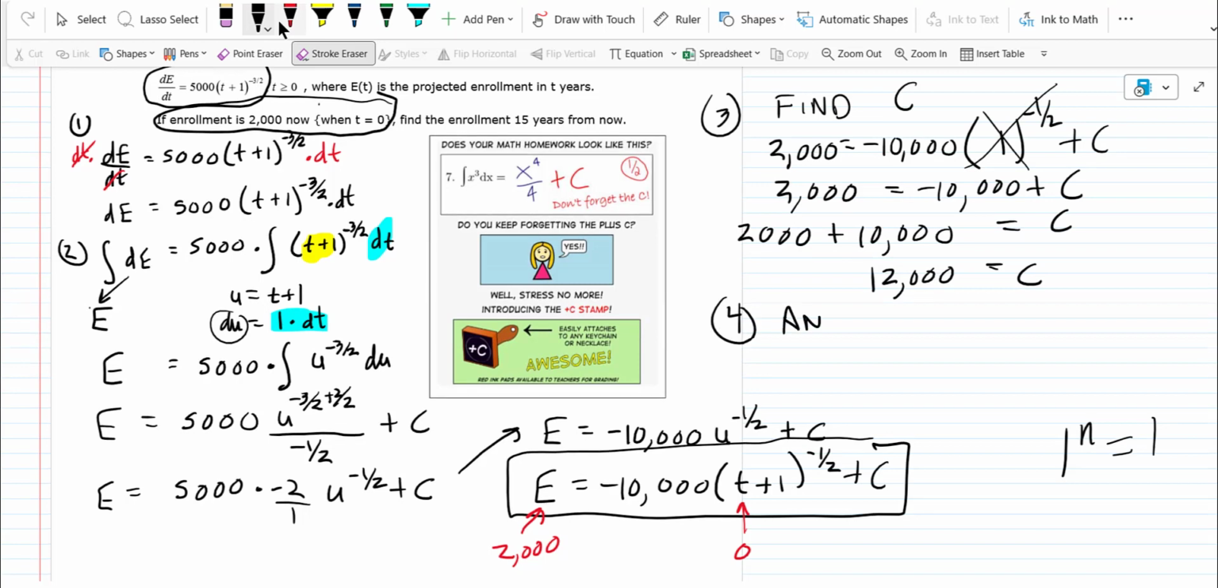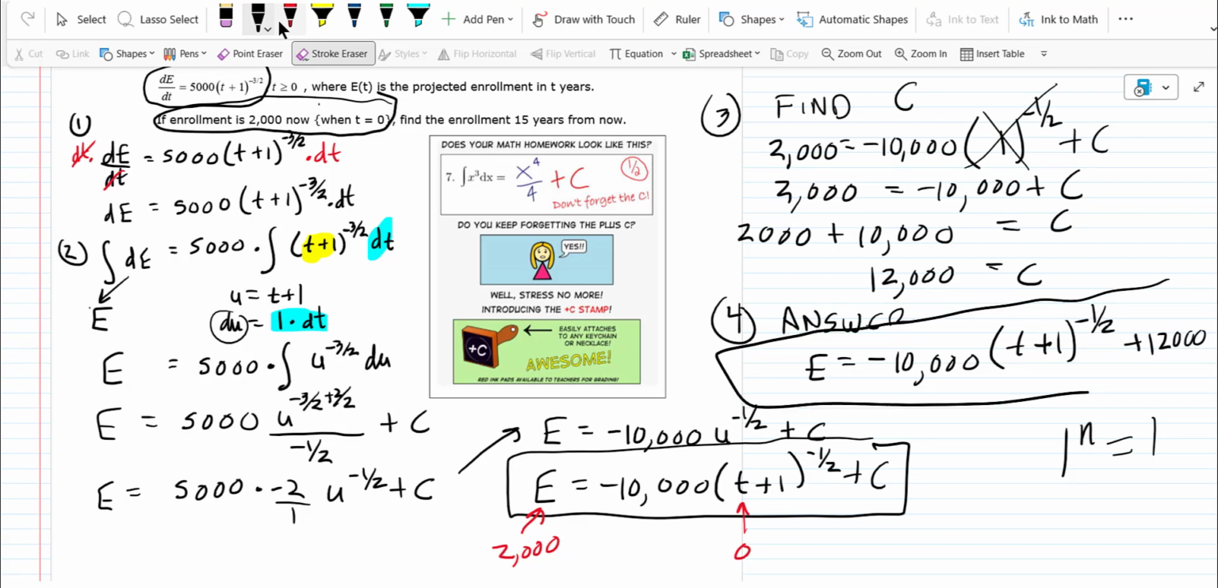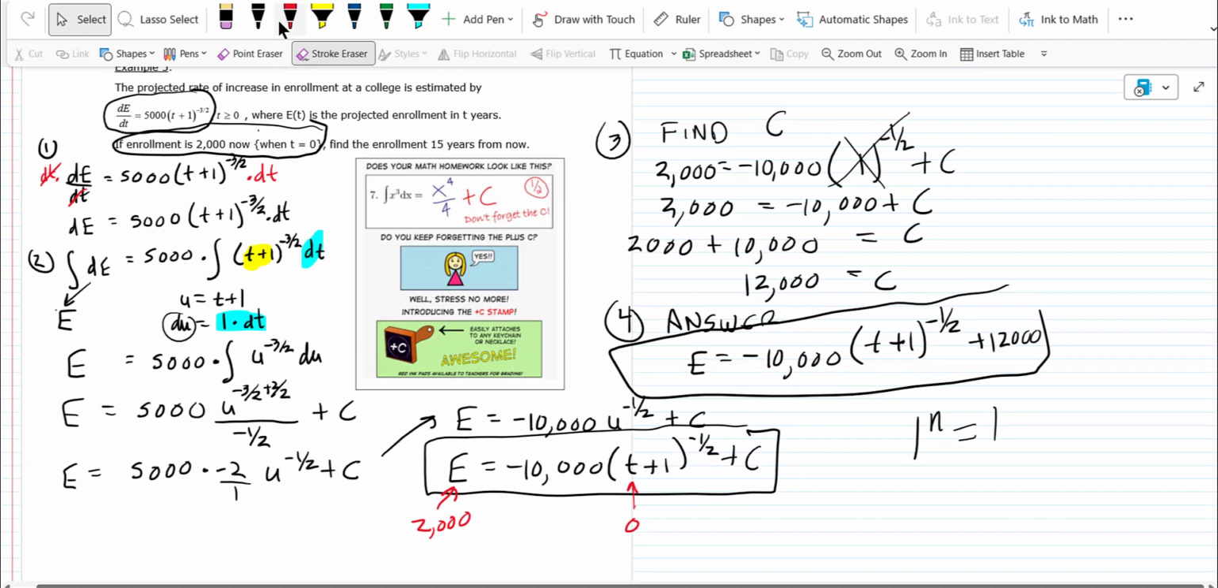And now we're ready to write the final answer. This would be the final answer to that integral. So all you do is take the answer I got boxed in at the bottom of the page, and you just write E is equal to negative 10,000 times t plus 1 to the negative 1/2 plus 12,000. So the 12,000 plugs in for c. That's all I did. I gave enough information to figure out what c is. We did that last class. Does everybody understand what I did?